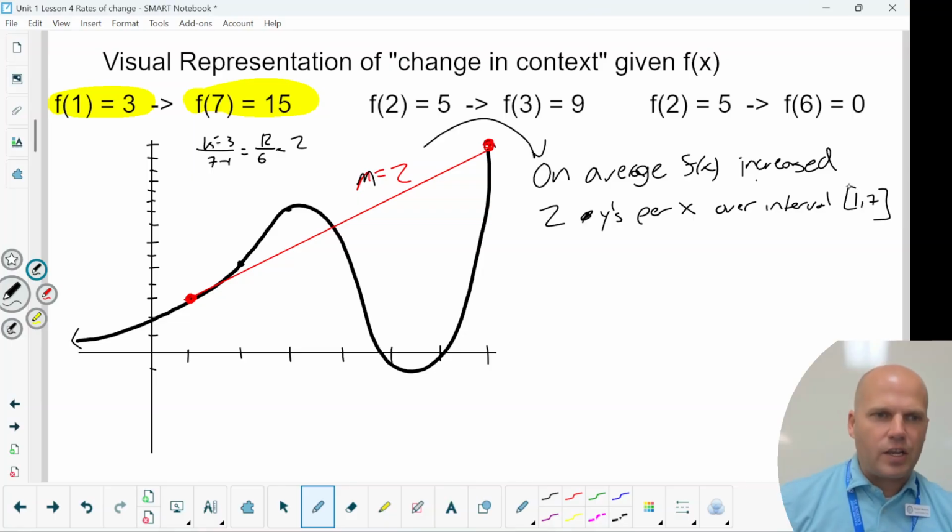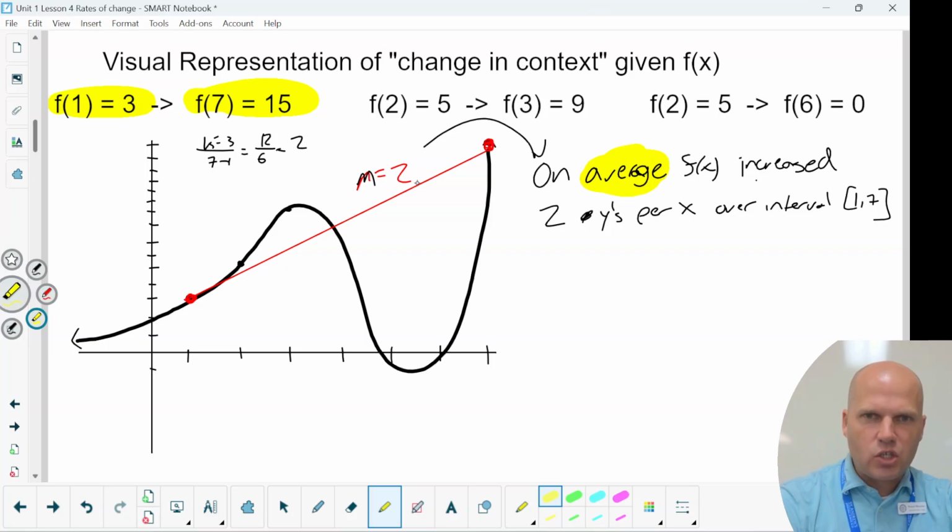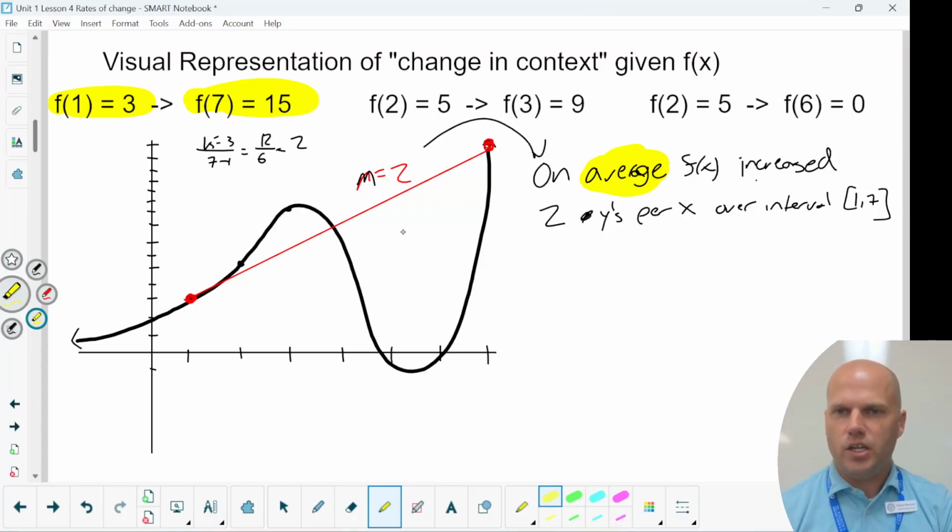Now, this word average is very important. It's average increase. If we went consistently 2 y's per x, we would start at this point and get to that point. However, we can see our function is not doing that. Our function is changing differently. We can see it's going up, it's flattening out, it's going down, it's decreasing, it's increasing. It's obviously not just increasing 2 y's per x, which is why we need this word: average rate of change. It's on average how quickly it's changing.